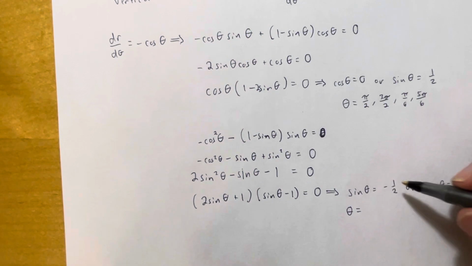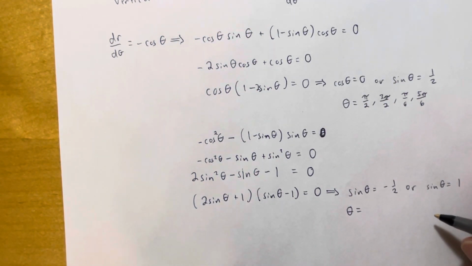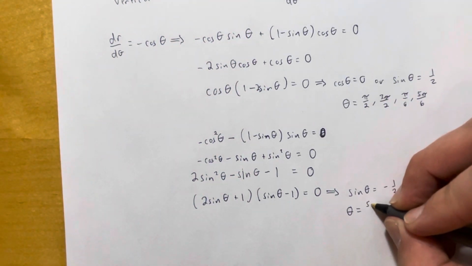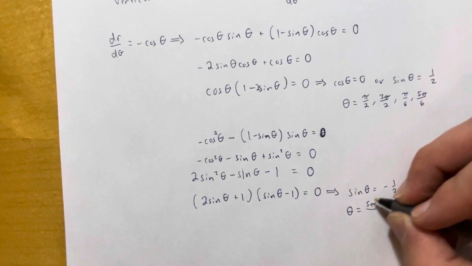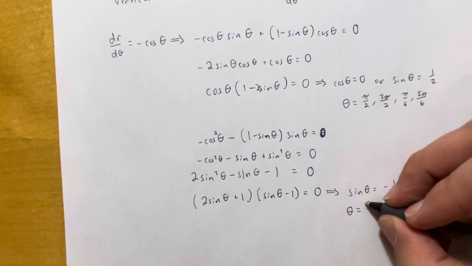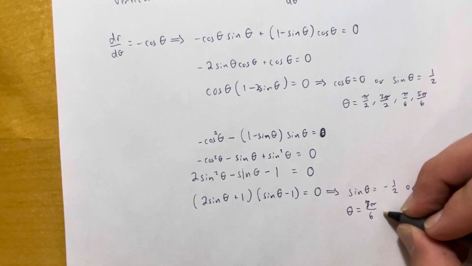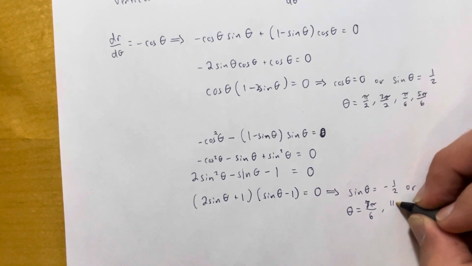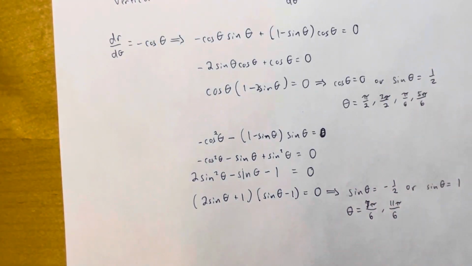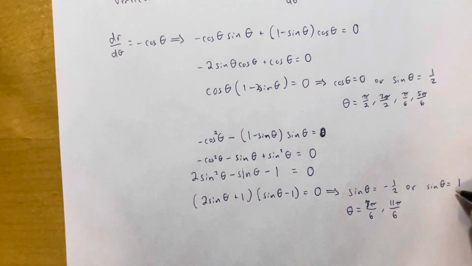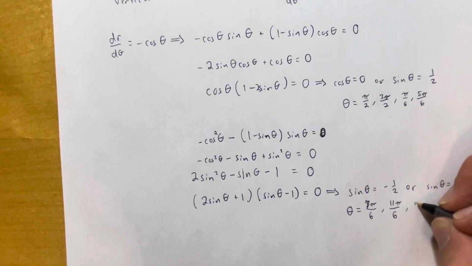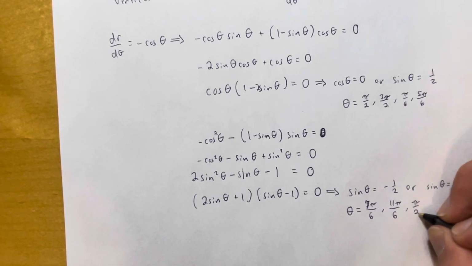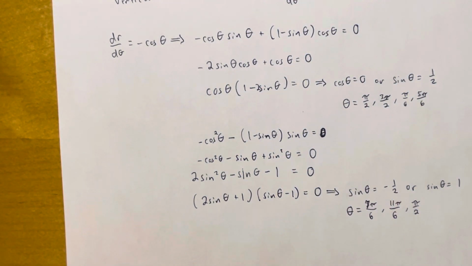Well, sine of theta is equal to negative 1/2 at 7 pi over 6 or 11 pi over 6. That's where that occurs. Okay. Sine of theta is equal to 1 only at pi over 2. All right? So here's what I'm noticing.